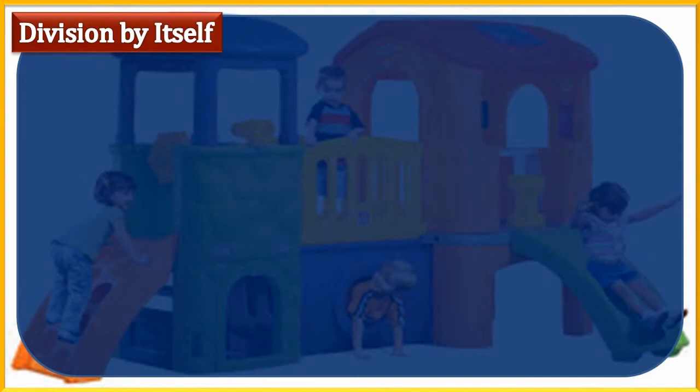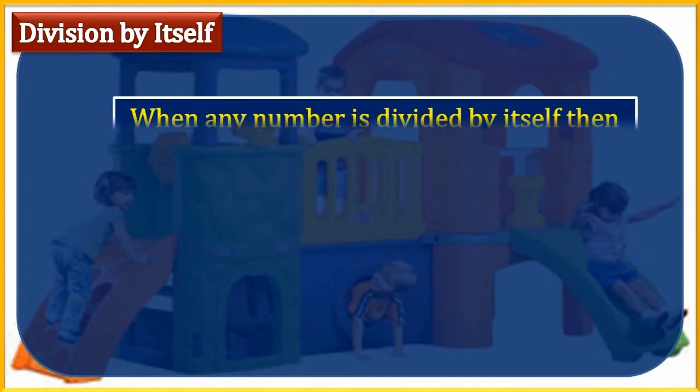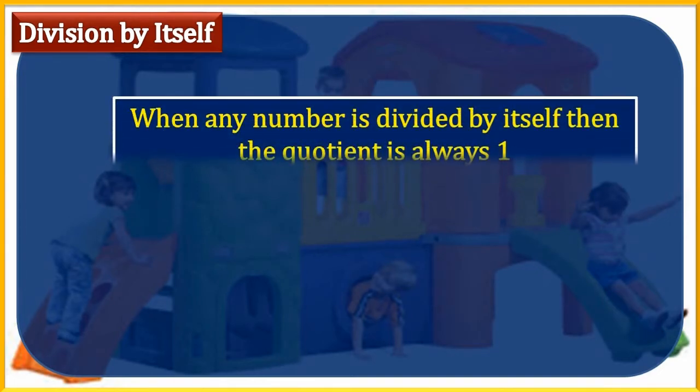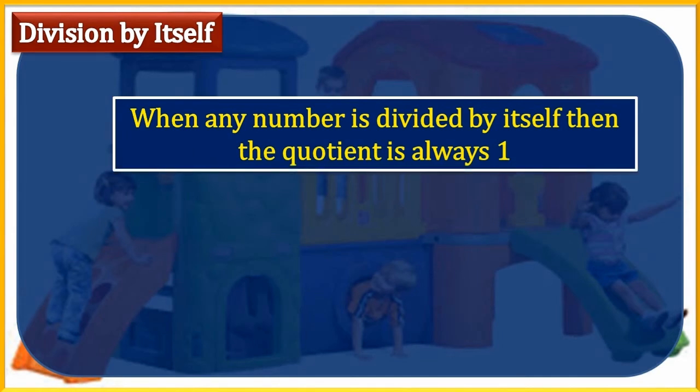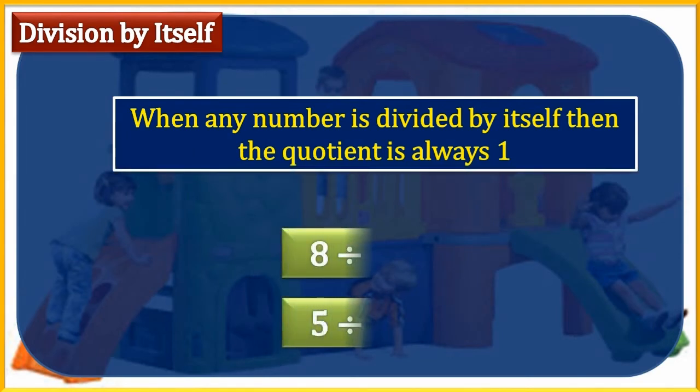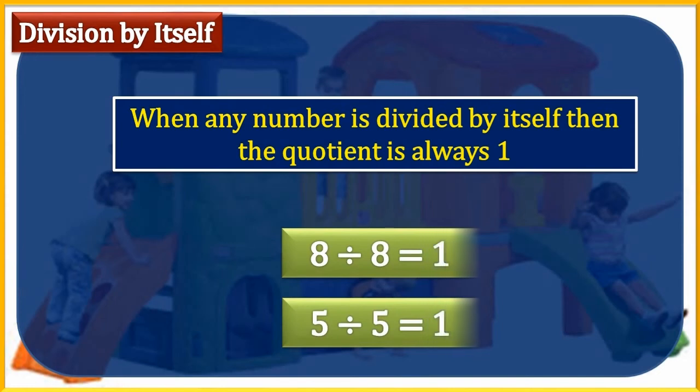Division by itself. When any number is divided by itself, then the quotient is always 1. Thus, in the following cases, we always get the result as 1.